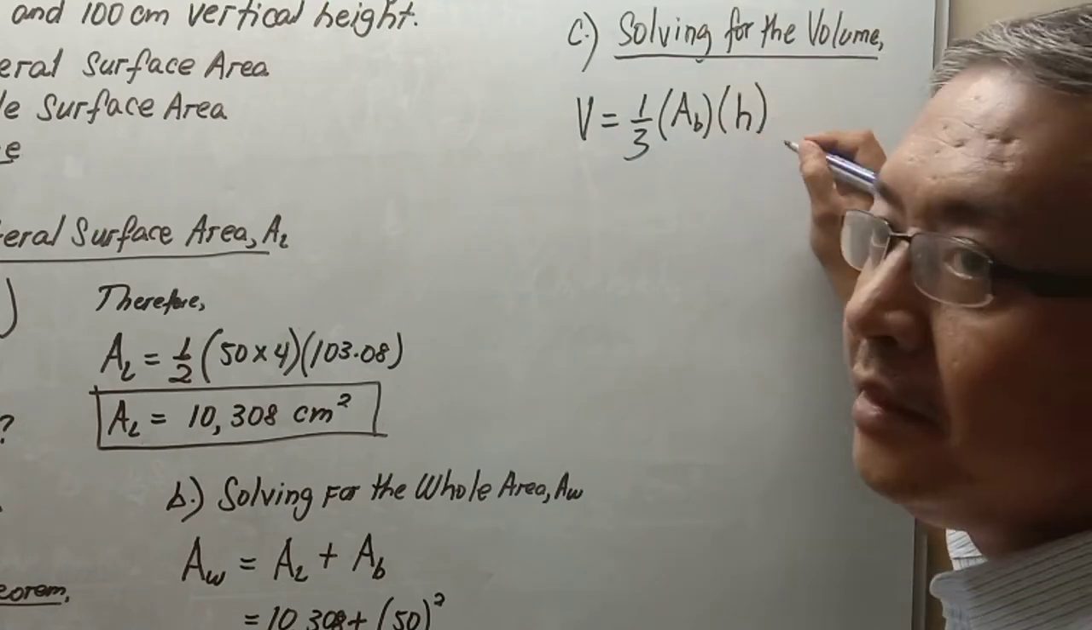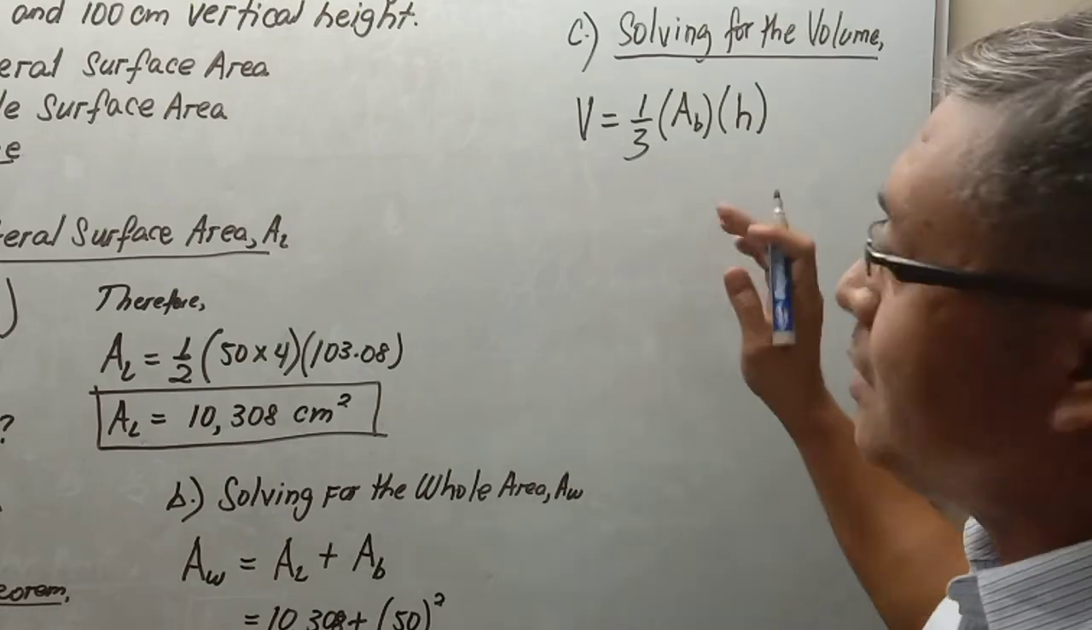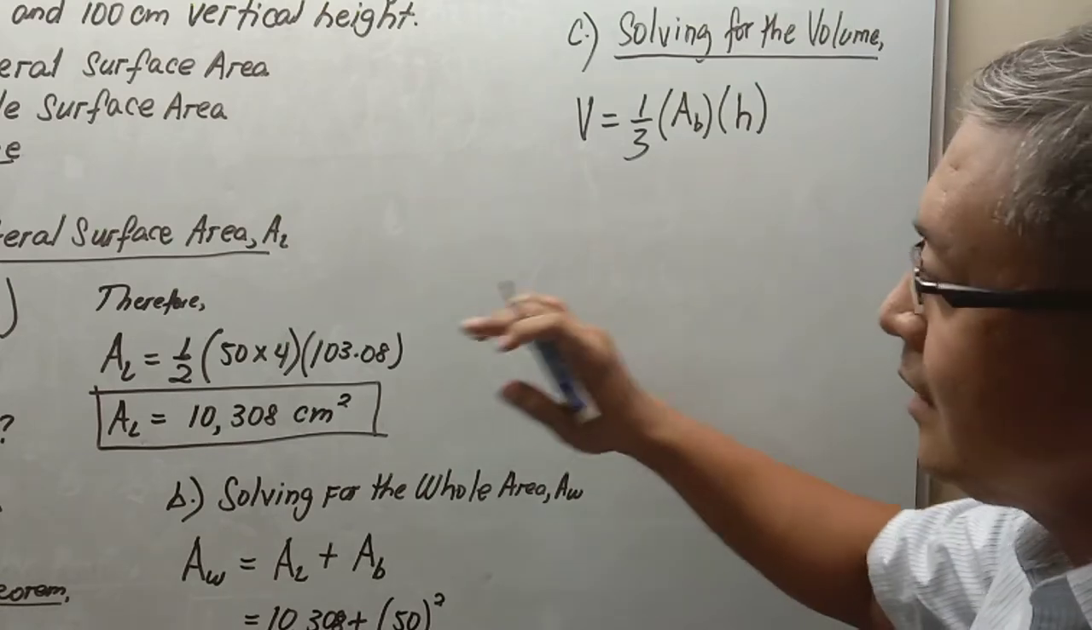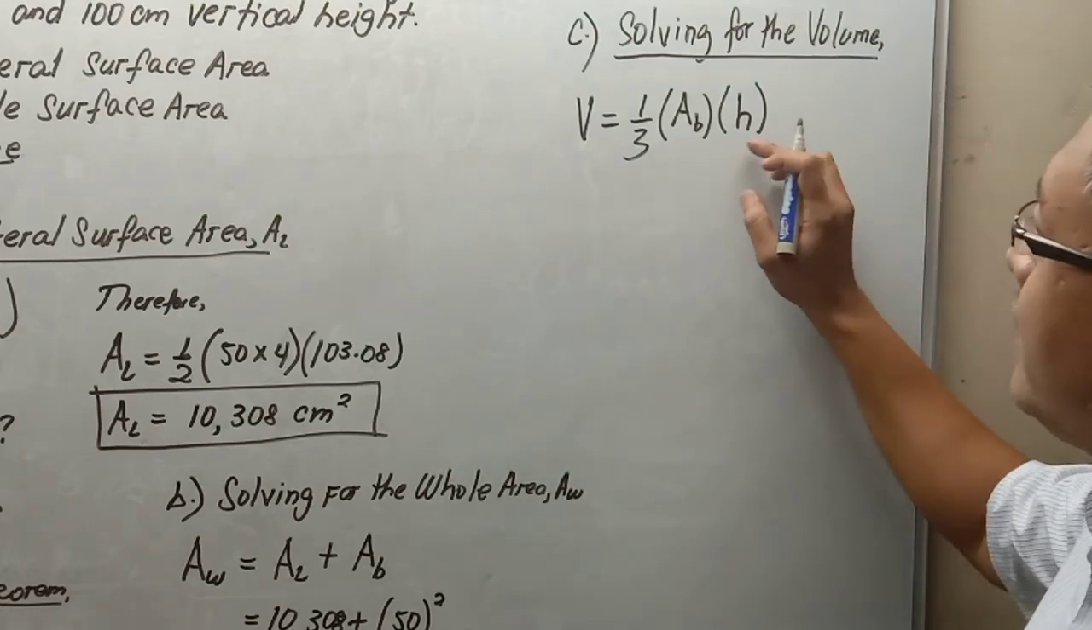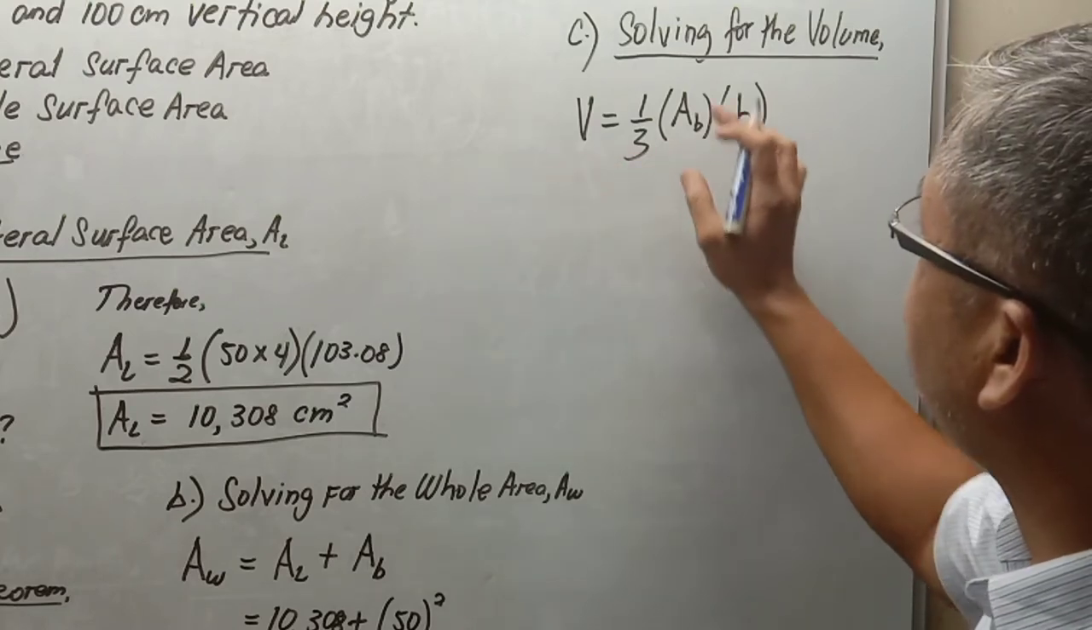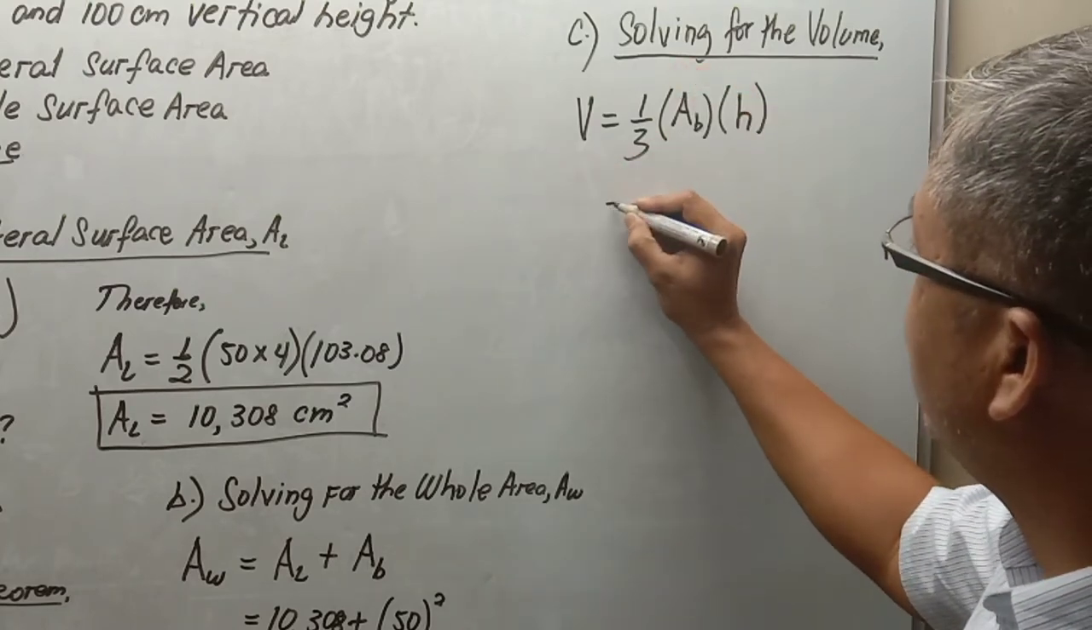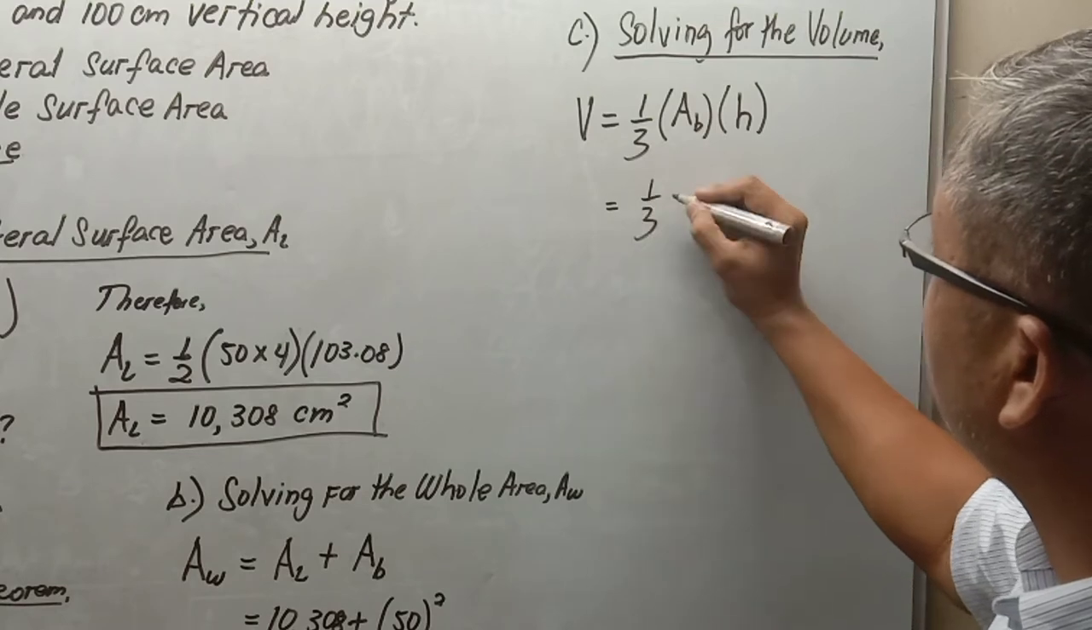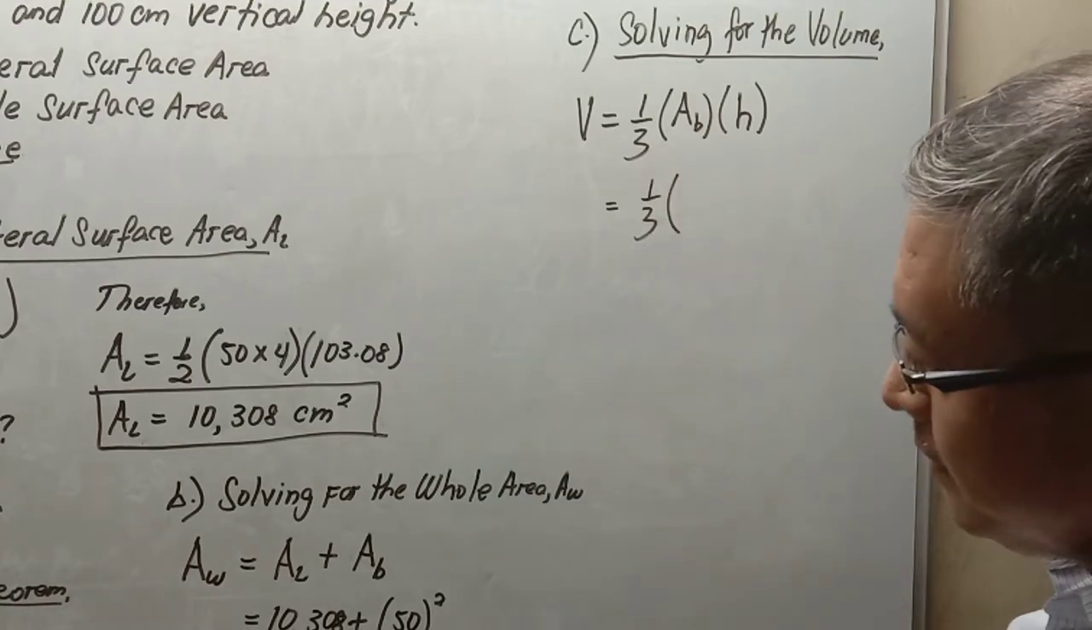Vertical height, okay? So take note, guys, not the slant height. It should be the vertical height in order to find the volume of the pyramid. So 1/3. Okay. How much is the area of the base?